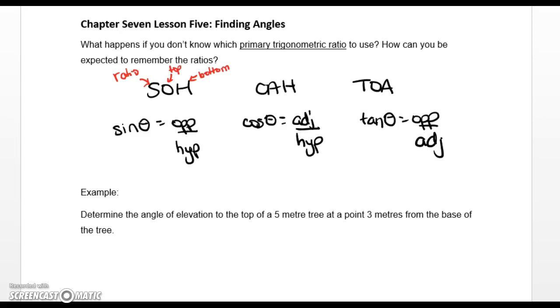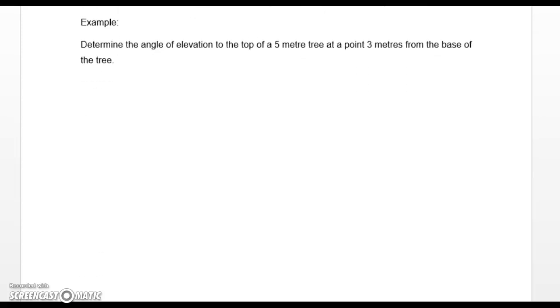Now we're going to look at an example from your notes, which is number 1. Here we're going to determine the angle of elevation to the top of a 5-meter tree at a point that is 3 meters from the base of the tree.